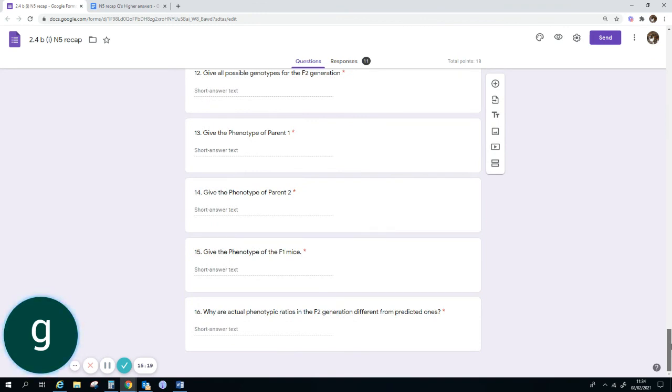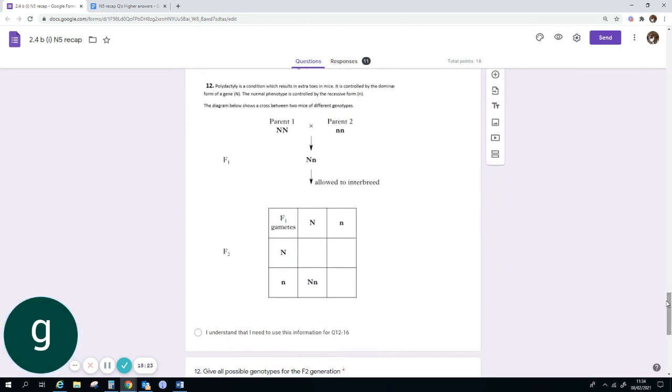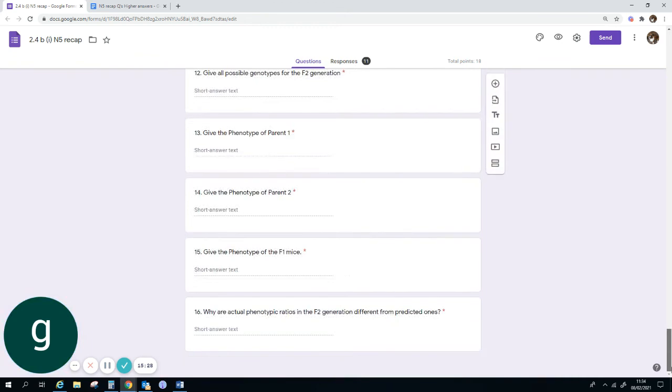Why is it that the actual phenotypic ratio of the F2 can often be different to the predicted? It's because the choice of allele during meiosis is random. So we say the variation produced is random from sex.